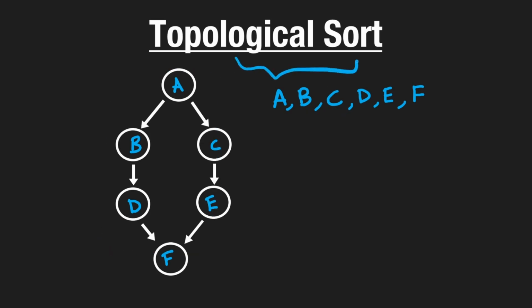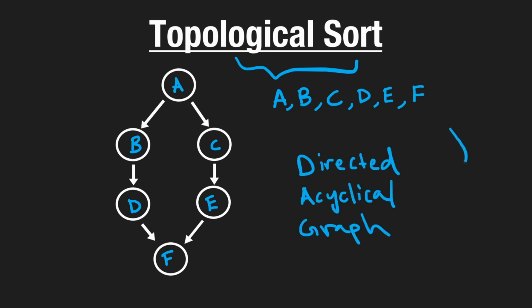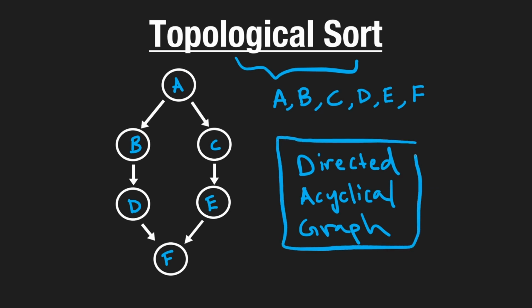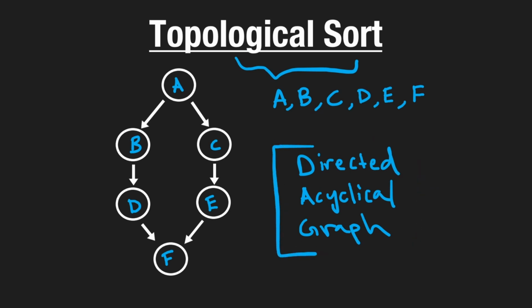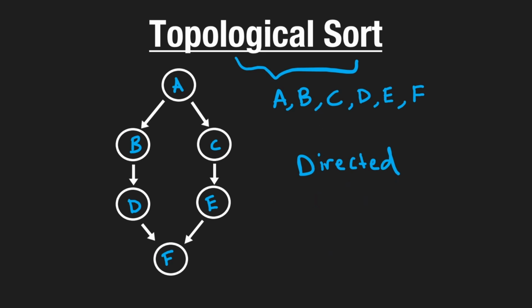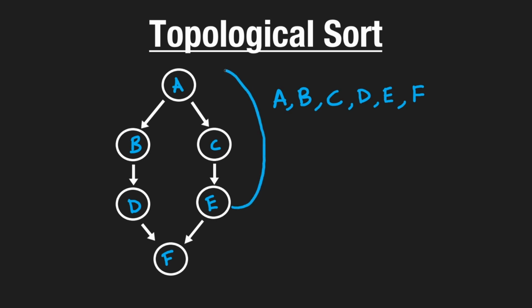Another thing about it, though, it only works for graphs that are directed. We already talked about that. But also the graphs have to be acyclical. So we can only run this algorithm on a directed acyclical graph, aka a DAG. What if we tried running this on a graph that did have a cycle? Suppose from E we have another edge going back to A. What would happen in that case?